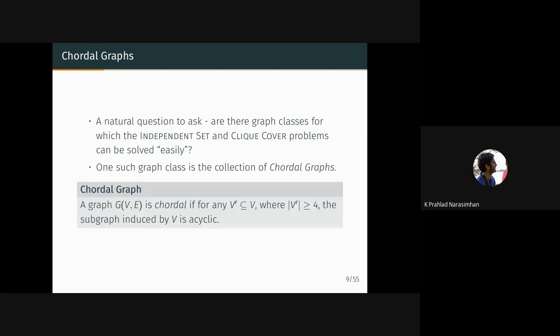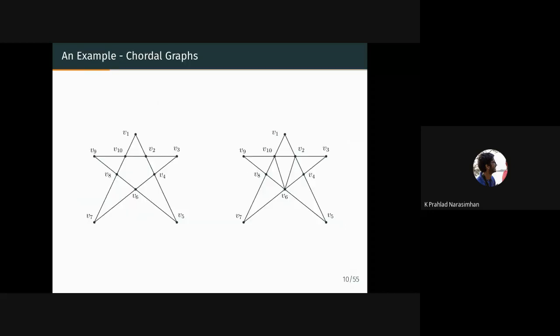So what's a chordal graph? A chordal graph is a graph such that if I take any subset of the vertex set of size greater than or equal to 4, then the subgraph induced by it should be V dash. Sorry, that's a typo. It must be V dash. Okay, let me just note that. So the subgraph induced by V dash is acyclic. Okay, slightly strange definition, but let us go to an example. Hopefully it's clearer then.